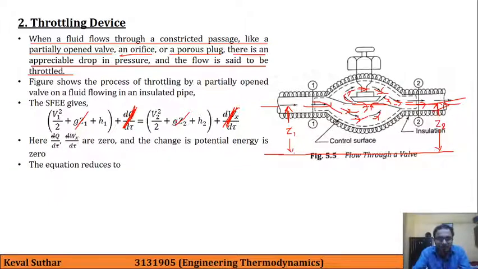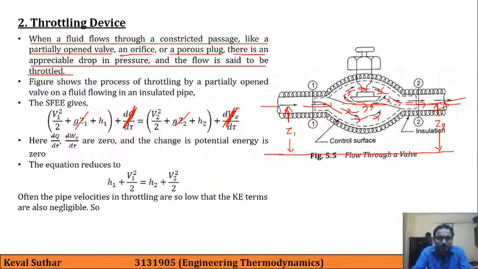So here this equation reduces to H1 plus V1 square by 2 is equal to H2 plus V2 square by 2. Now, often the pipe velocities in throttling are so low that kinetic energy terms are neglected. So here V1 and V2 are neglected because the pipe velocities are very low in comparison with the enthalpies.